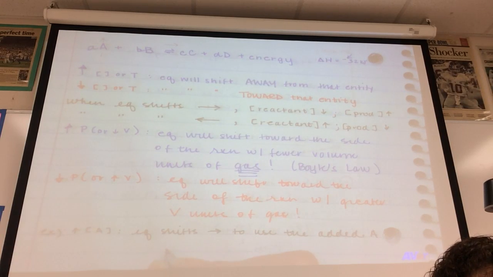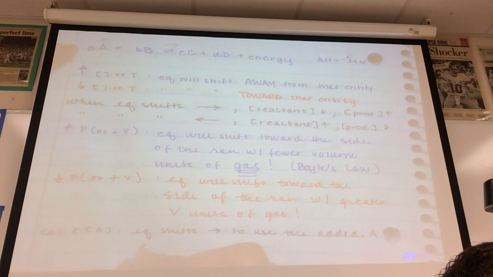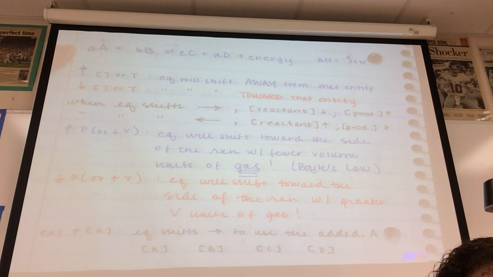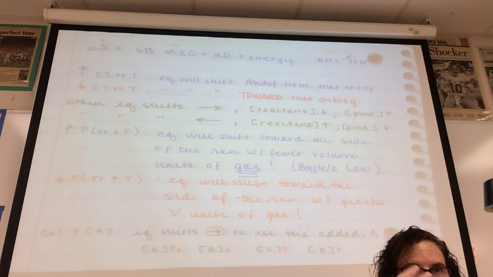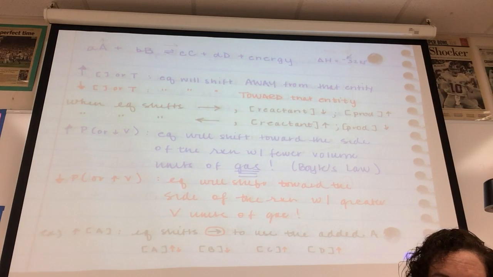Let's look at what happens to the substances. Initially, we added A, but with the forward shift, A will decrease, B will decrease, but what happens to C and D? They increase. Whatever you point toward will increase in amount because that gets generated.